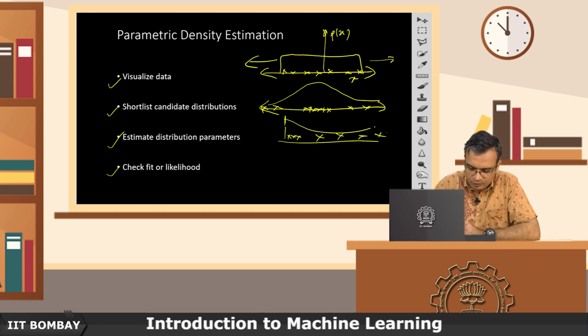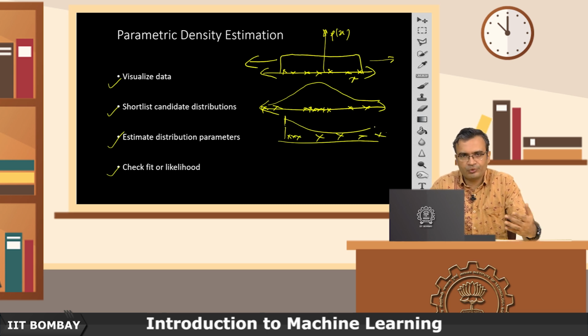So this could be an exponential distribution, for example. Once we visualize the data, and this could be in multiple dimensions also, we get a sense for what are some of the candidate distributions for this particular data. So we shortlist those distributions, then we estimate the parameters of those distributions, which I will come to in a short bit, and then we will check, comparing two different distributions, which one is the better fit.